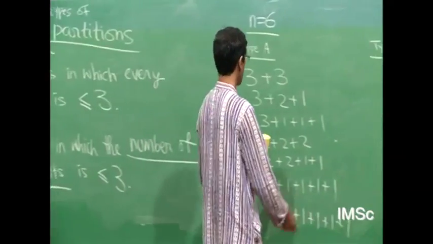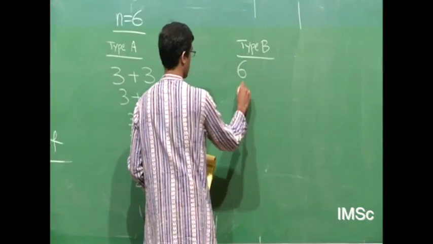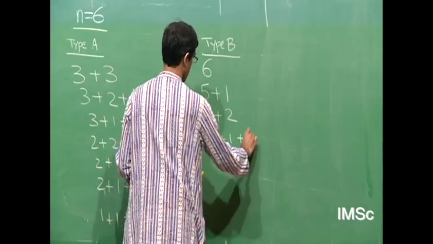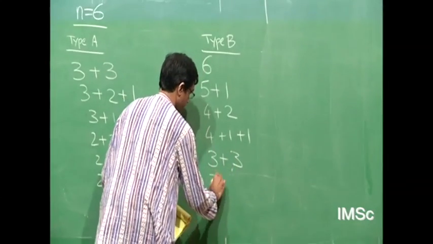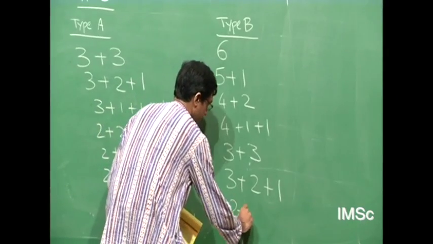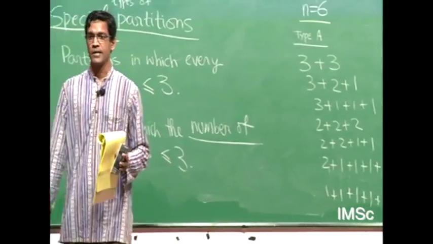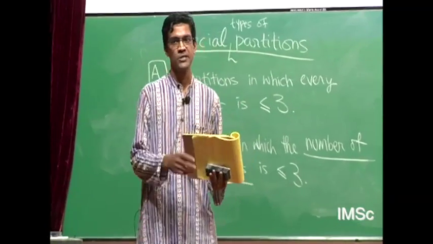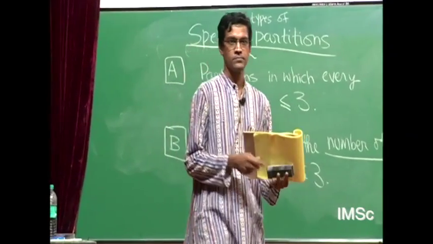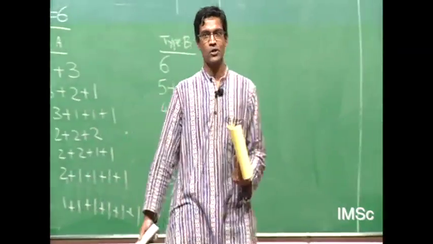So let's write out type B. Which of these satisfy type B? 6 is okay. Three plus... any more? That's it, right? That's a full list. Only 3, maximum 3 parts allowed. All the rest have 4 or more parts. How many do I have? 7.